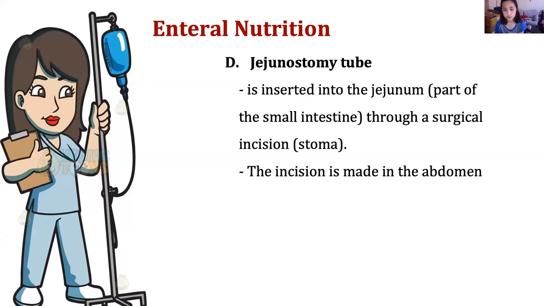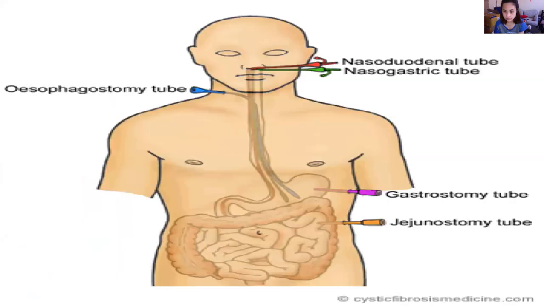Next is the jejunostomy tube. A jejunostomy tube is inserted into the jejunum. As we all know, the jejunum is a part of your small intestine, wherein an incision is created to make a tube feeding. So this is the jejunostomy. If it is created into the stomach, it is called a gastrostomy tube.